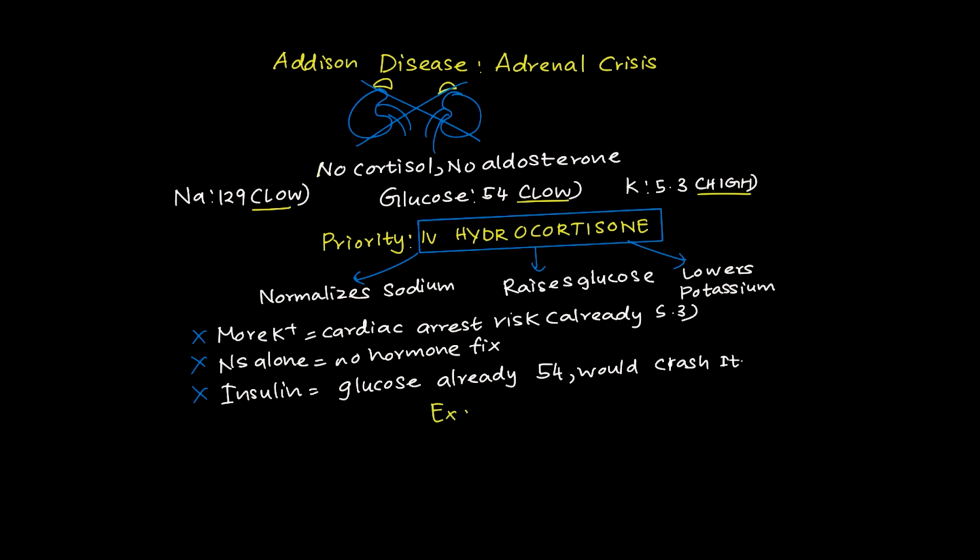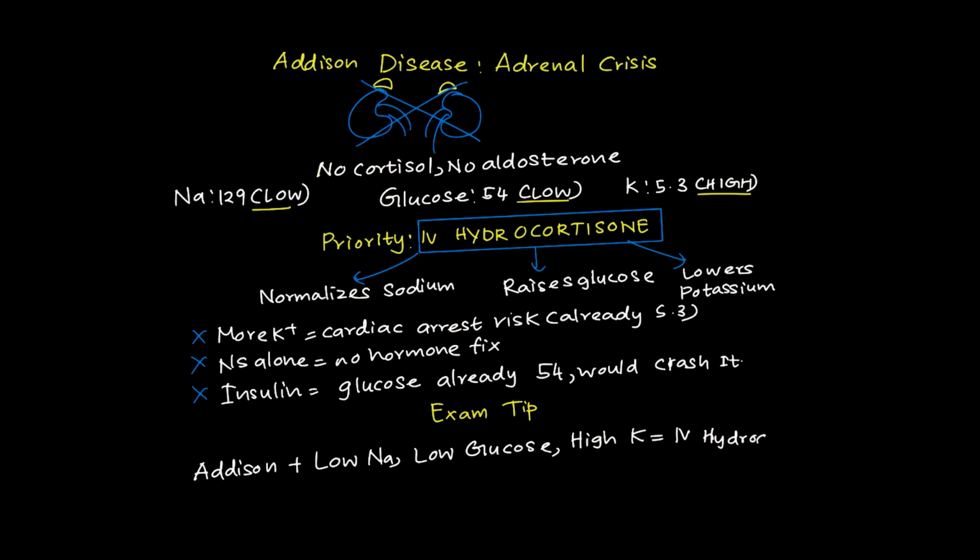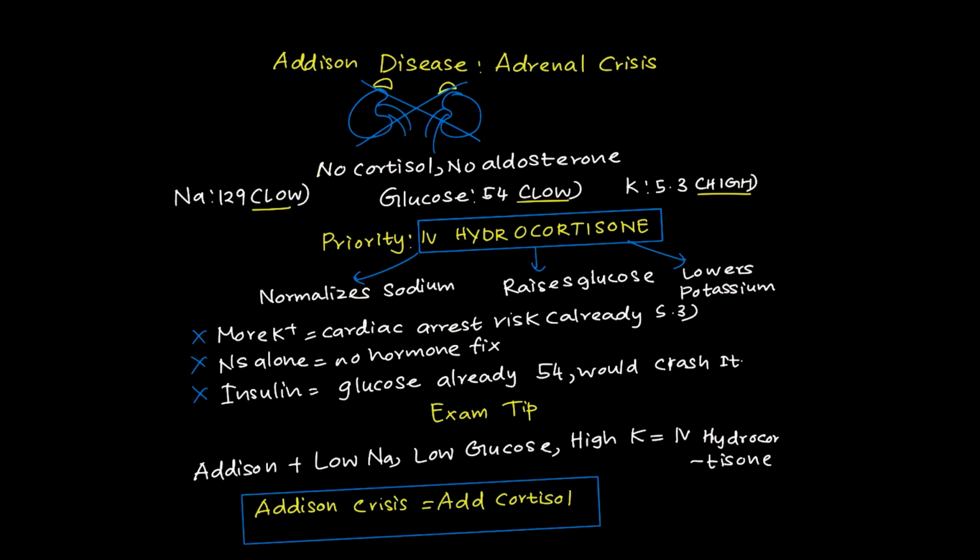Here's a WGU D455 exam tip for you. When you see Addison disease plus low sodium, low glucose, and high potassium together, the answer is always IV hydrocortisone. That lab triad is your signal. Quick recall hook: Addison crisis equals add cortisol. Hydrocortisone fixes all three labs.